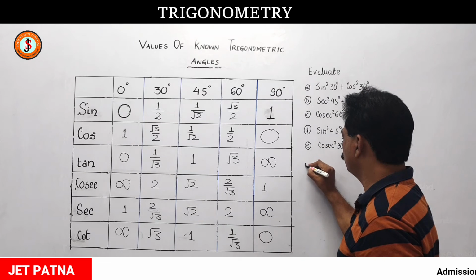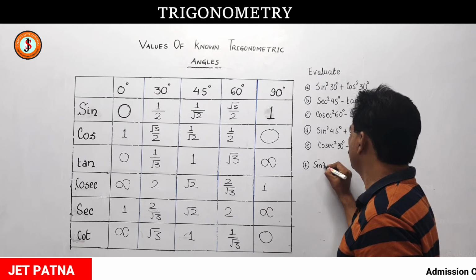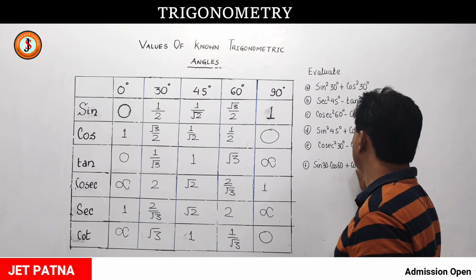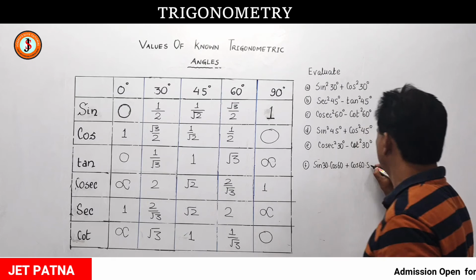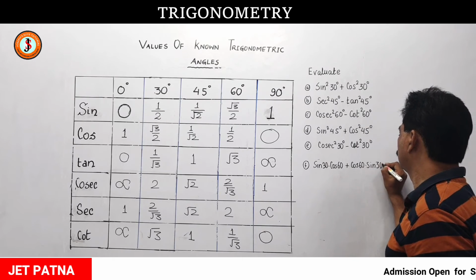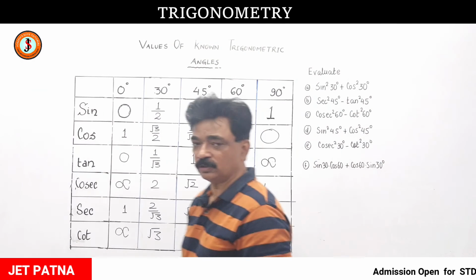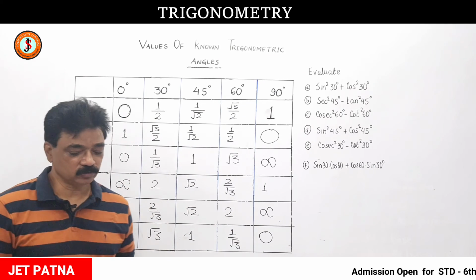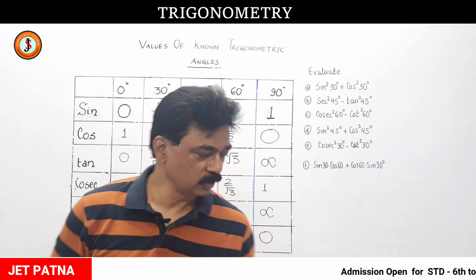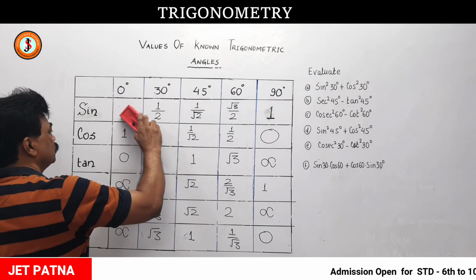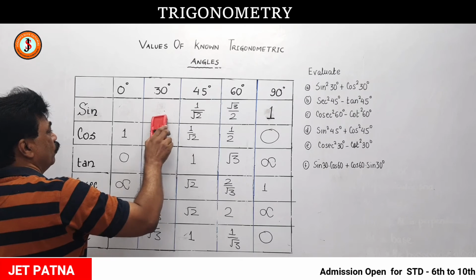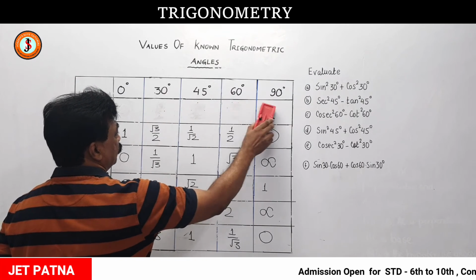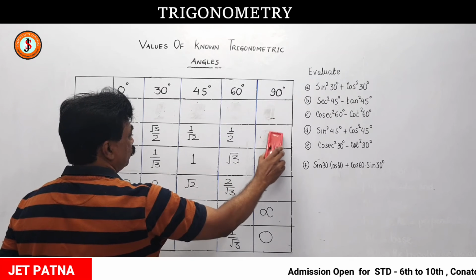One more question I should give you, that is sin 30 into cos 60 plus cos 60 into sin 30. So, students, if you are able to do these sums and if you are able to make the table, then it is very easy for you to do these things. Suppose I rub this off. You can on your own do these sums and fill up this table on your own and try to do this fast now.